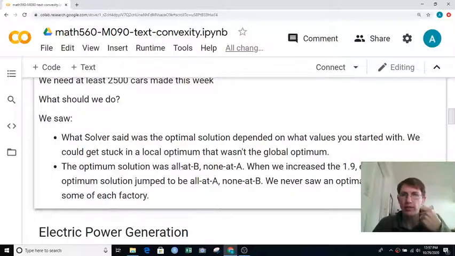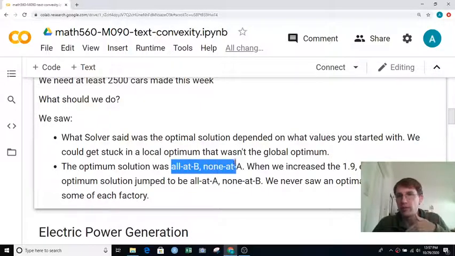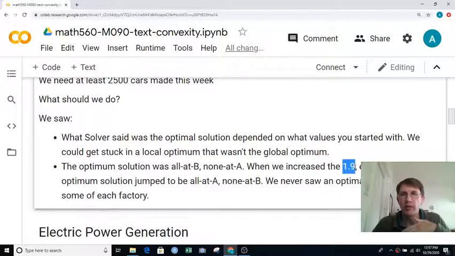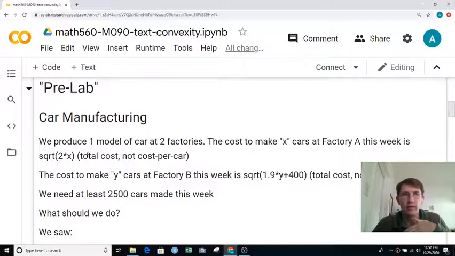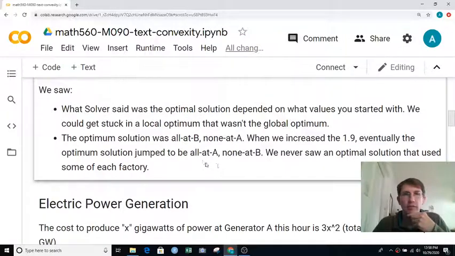And the optimal solution initially was make everything at B and nothing at A, but then when we increased the coefficient to 1.9 so it was larger than the 2, we saw that the optimal solution was still make everything at B and nothing at A. And eventually when we increased this coefficient enough, then the optimal solution was make everything at A and nothing at B, but we never saw a point where we wanted to make a mix of things like some at A and some at B. So that was kind of interesting.